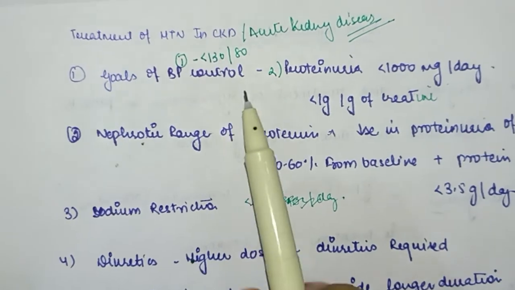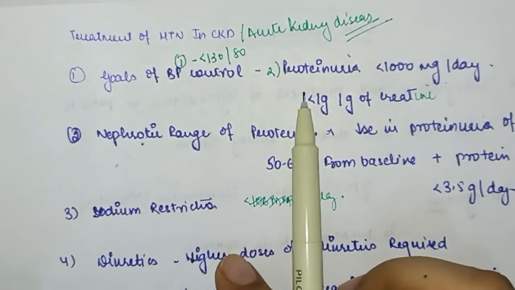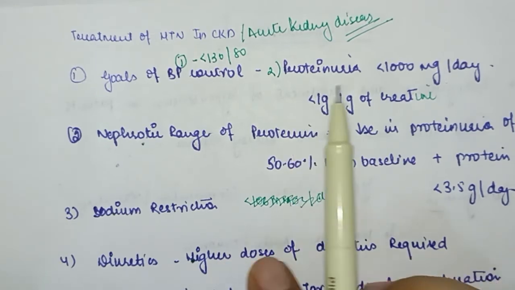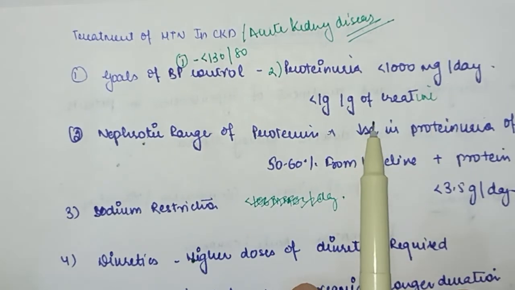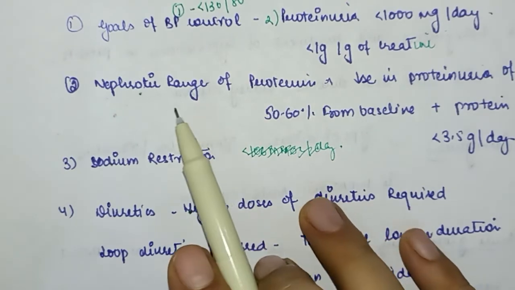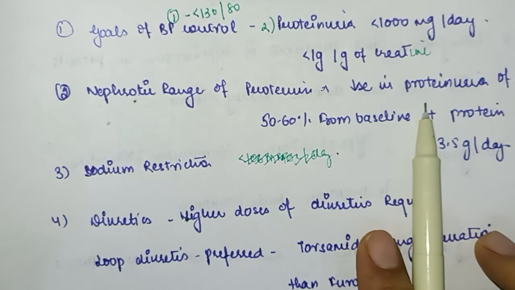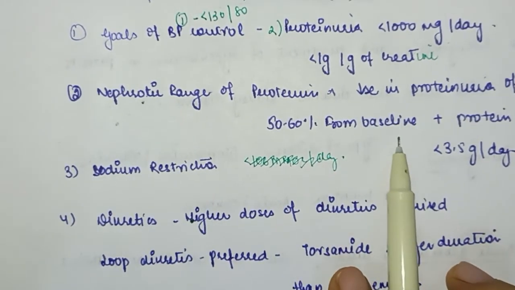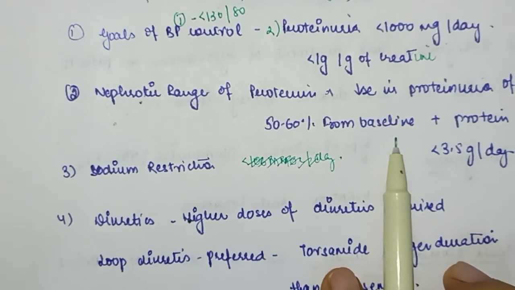The first is we have to control the BP, that is less than 130/80. Second, we have to control the proteinuria by regulating the blood pressure. So proteinuria should be less than 1 gram per day or less than 1 gram per gram of creatinine. In patients of nephrotic syndrome, or if there is nephrotic range of proteinuria, our goal should be to try to decrease the proteinuria by at least 50 to 60% from baseline, and or protein excretion should be less than 3.5 gram per day.